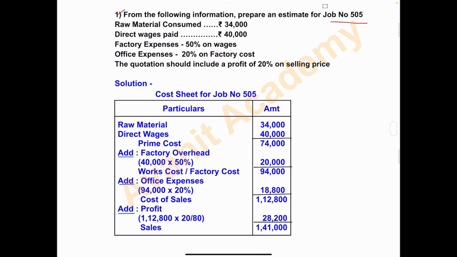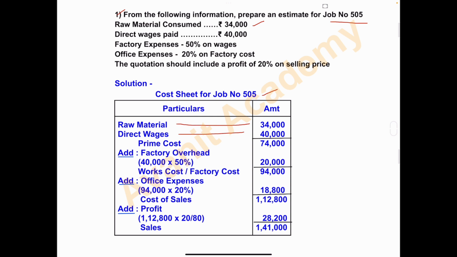Okay, this problem is based on job costing. Okay, we'll start the solution. Write heading, cost sheet for job number 505. Particulars, amount. So first we have to take raw material. Write here, raw material amount is 34,000. Next, direct wages.